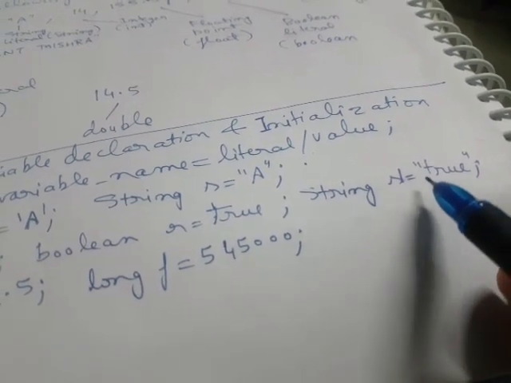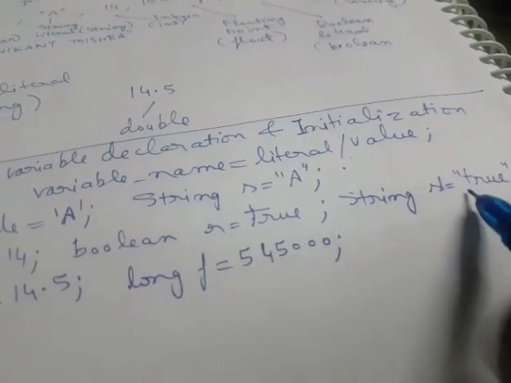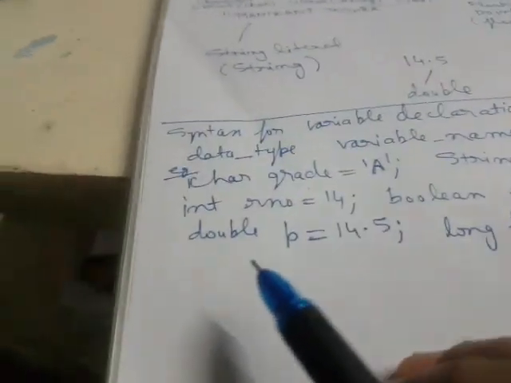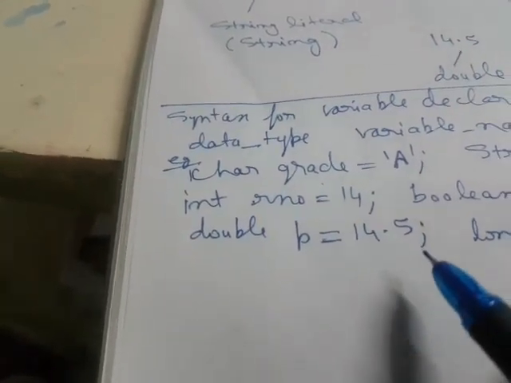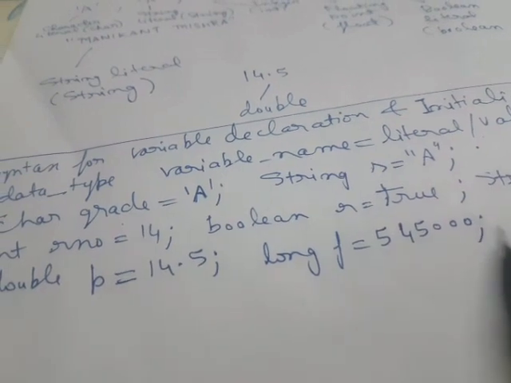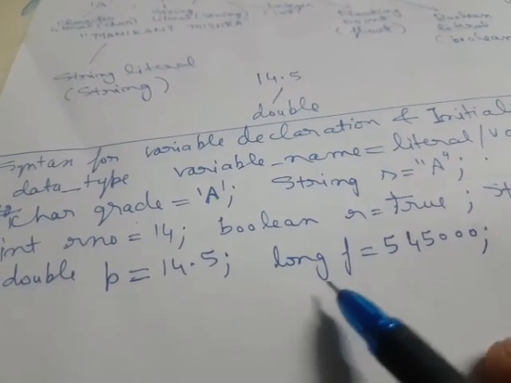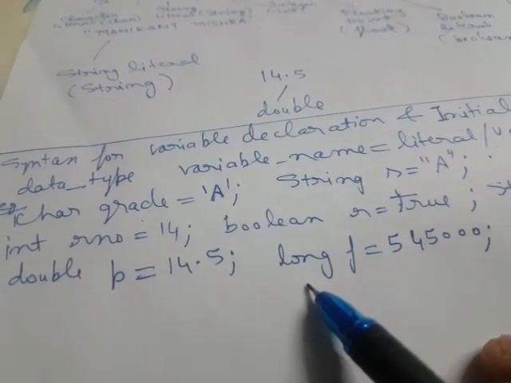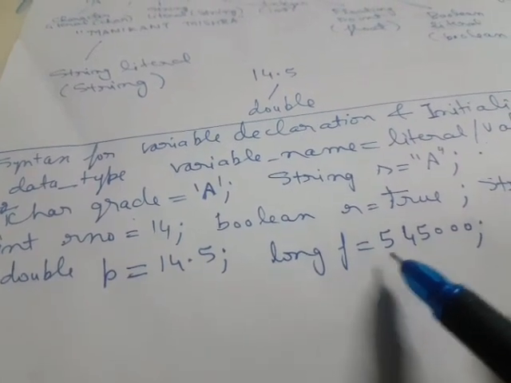s1 equals true in double quotes, so that is a string literal assigned to a string variable, and then you have got double p equal to 14.5, long f equals 5,45,000. So bigger ranges are always stored using long. I'm talking about integers, bigger integer values.